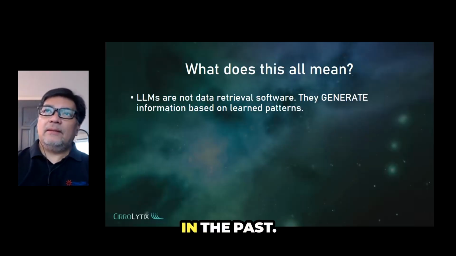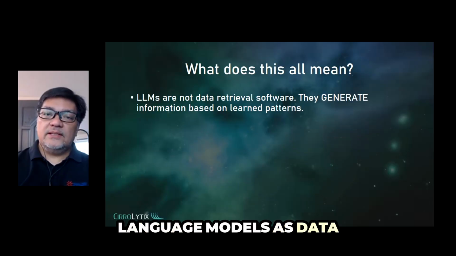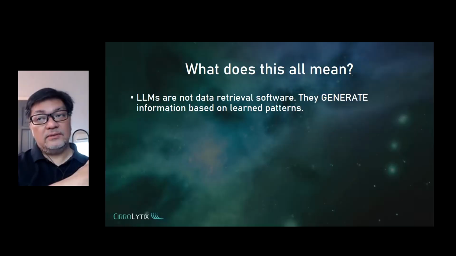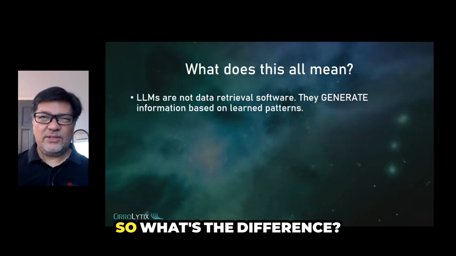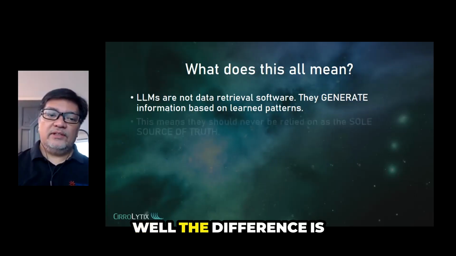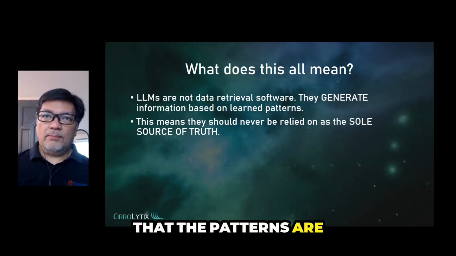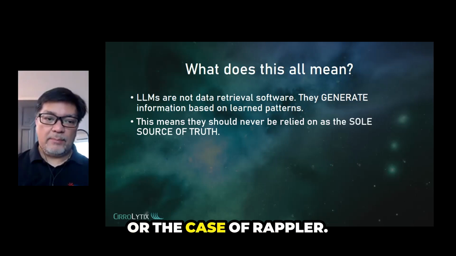Again, I've said this in the past. We should not see large language models as data retrieval in the traditional sense. So it's not getting actual information that matches your query. It's actually creating new information, but based on patterns it learned in the past. So what's the difference? Well, the difference is there is always a chance that the patterns are misinterpreted, like in the case of Strawberry or the case of Rappler.